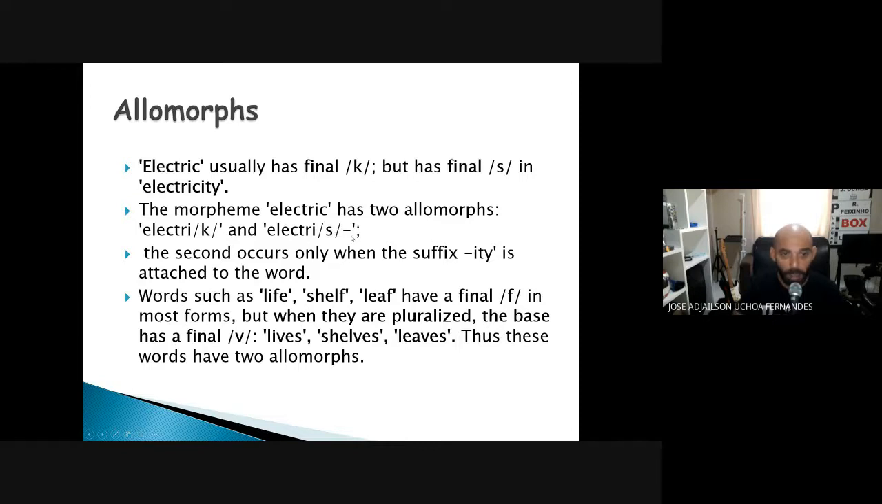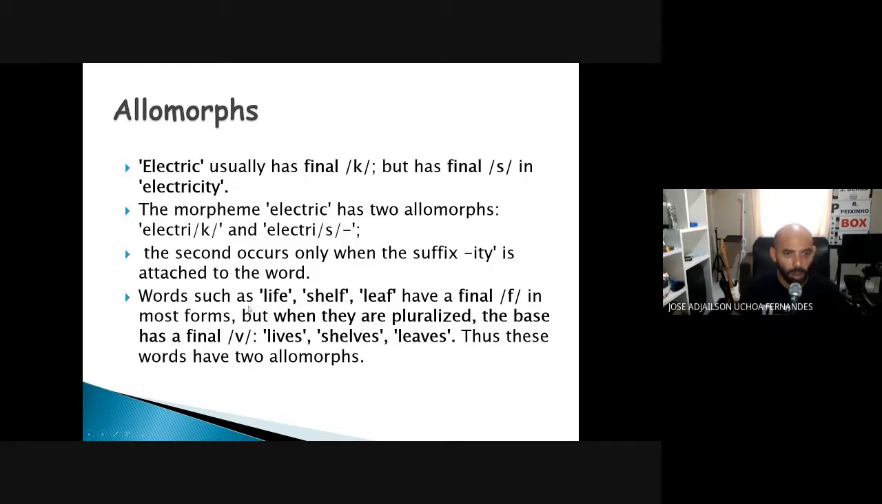Although the phonetic realization is different, the final k and the final s are part of the same morpheme, okay? So the second occurs only when the suffix is attached to the word, to make it fit, okay? To make sounds fit.